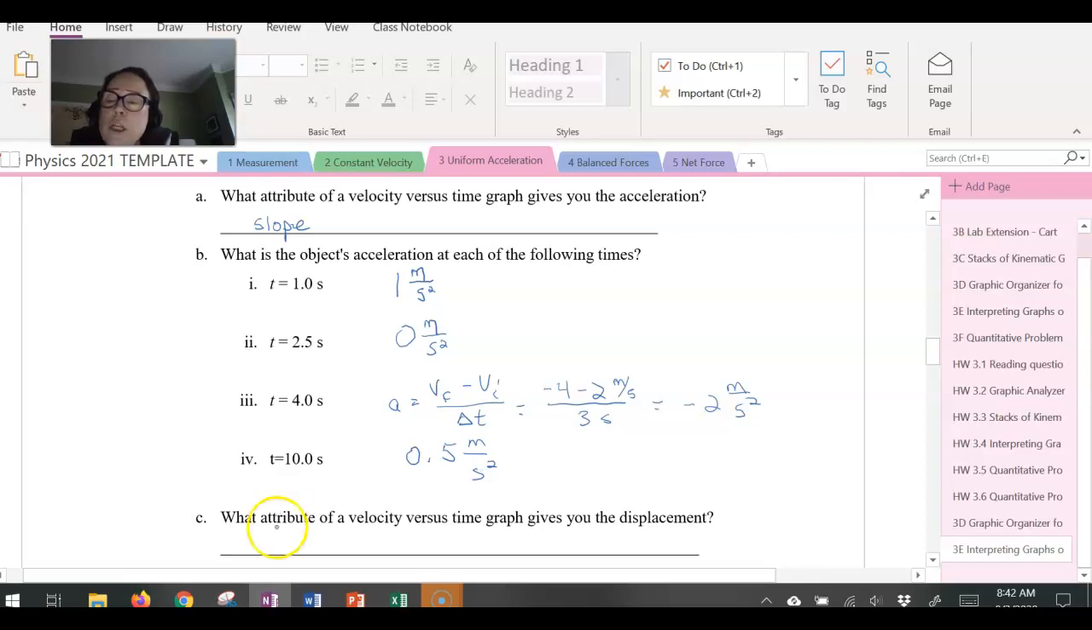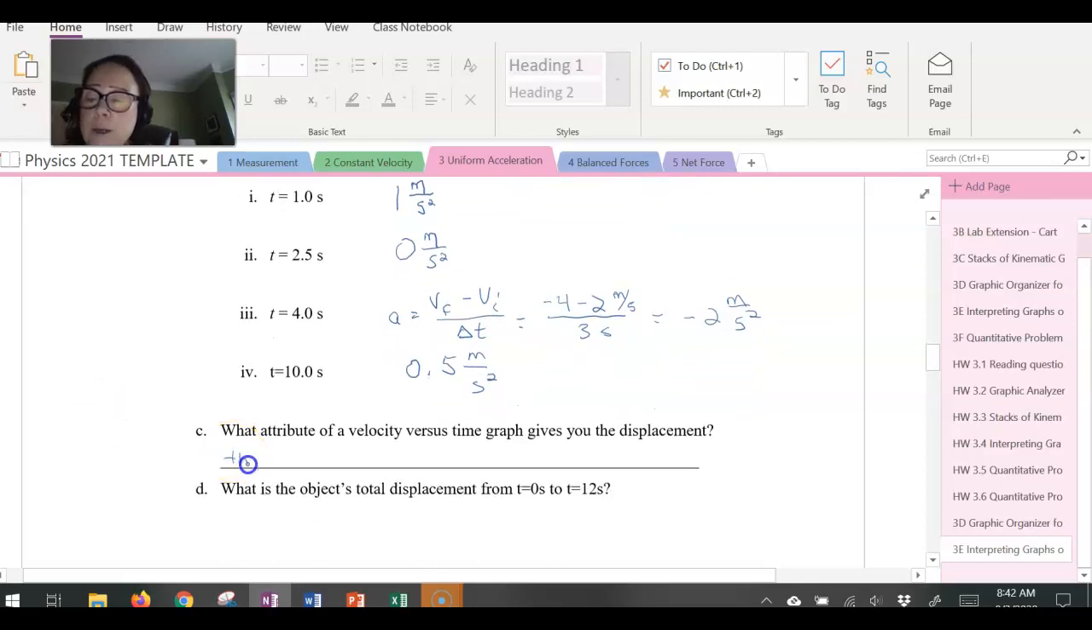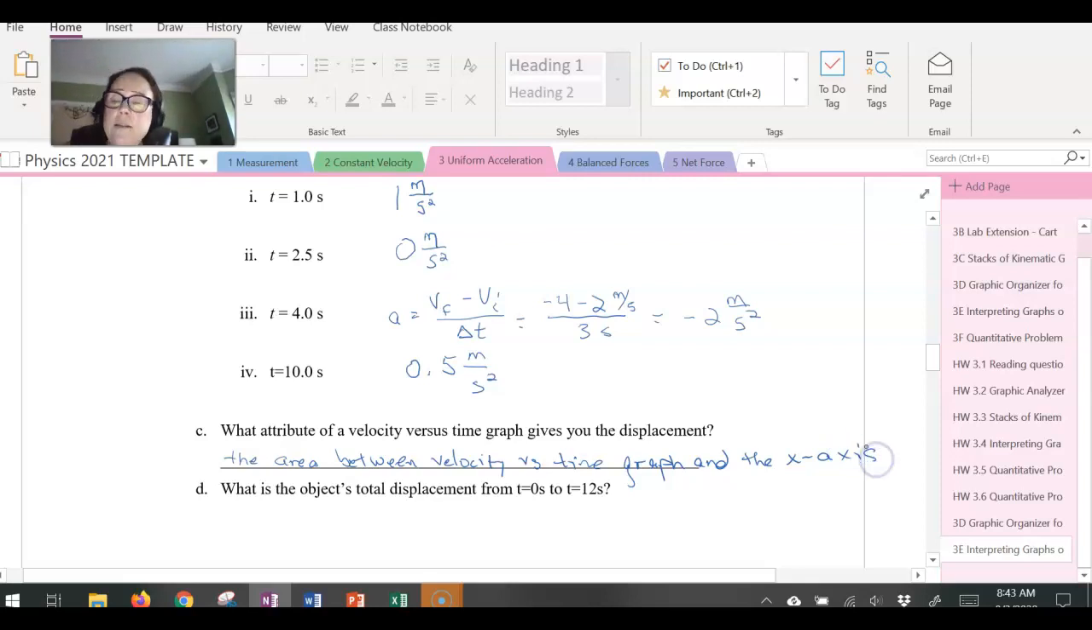Okay, which attribute of this velocity versus time graph gives me the displacement? Well, that's the area between the velocity versus time graph and the x-axis. So let's use that to find the displacement from time 0 to time 12.